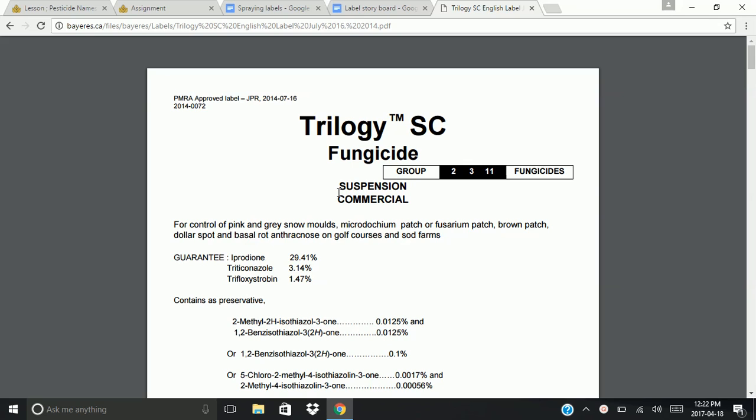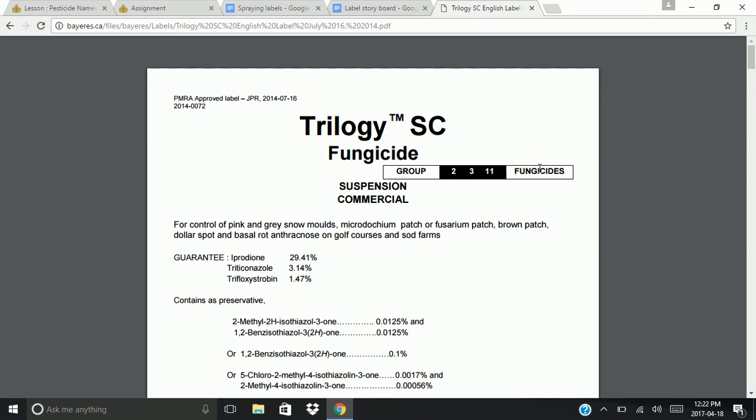Next, there should be on the front a group number. This number puts the chemical into a classification with other chemicals. So if you work with a chemical with a similar number, they'll have similarities in their applications and safety procedures. So this is this group's number.